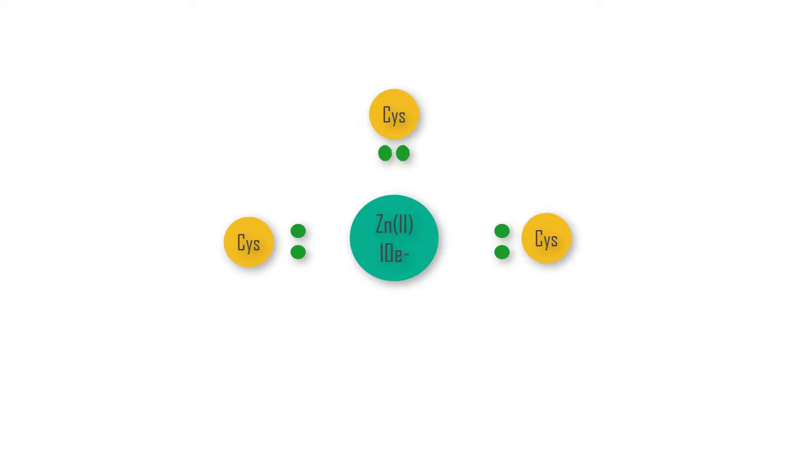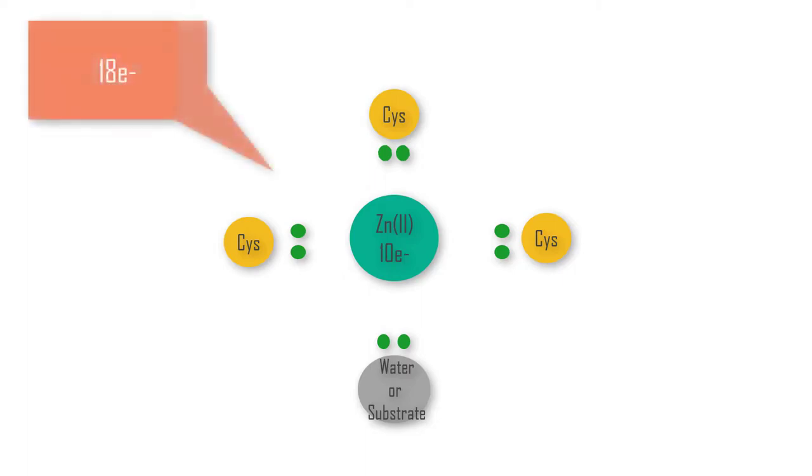Since there are 10 d electrons in zinc 2+, each ligand will also contribute 2 electrons to the total electron count. This is a total of 16 electrons. Zinc is normally bound to either water or the substrate, which will contribute another 2 electrons to the total electron count. When there are 18 electrons in the total electron count, zinc is coordinatively saturated and stable.